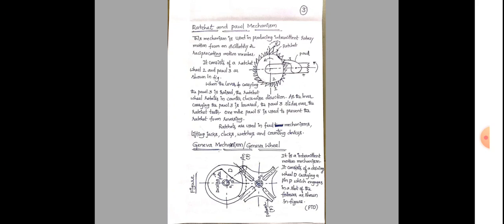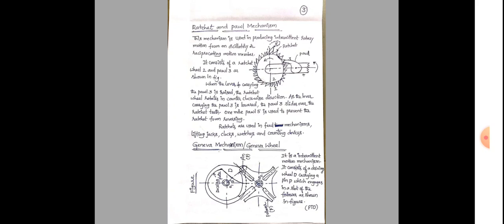These ratchets are used in feed mechanisms, in lifting jacks, in clocks mainly in our houses, and watches and counting devices. So these are all the examples in which one can observe a ratchet and pawl mechanism.